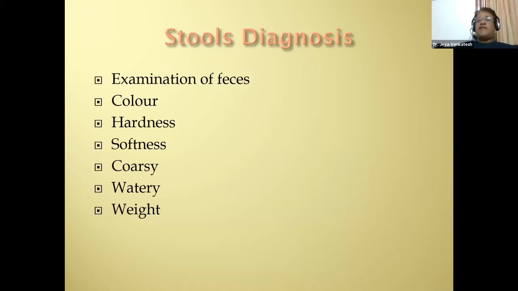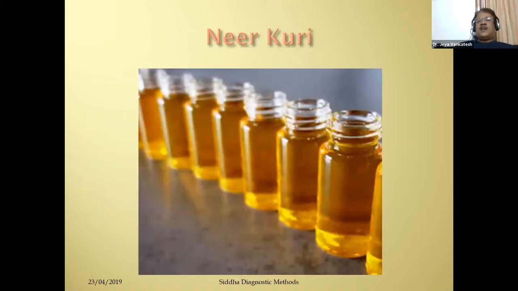The examination of feces plays an important role to diagnose the disease earlier. That is color of the stool, hardness, softness, coarse, watery, and weight of the stool. The above 6 methods are normally used in Siddha medicine, and the remaining 2 of the 8 types of diagnostic methods are Neerkuri and pulse diagnosis. That is urine examination and pulse examination, which is very important to the doctor.